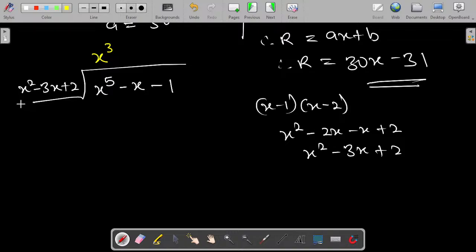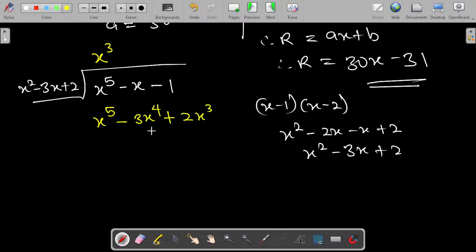So x raised to power 3 multiply x squared will give us x raised to power 5. x raised to power 3 multiply minus 3x, you will get minus 3x raised to power 4. Now, x raised to power 3 multiply 2 will give us 2x raised to power 3.